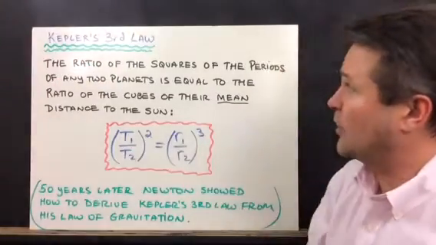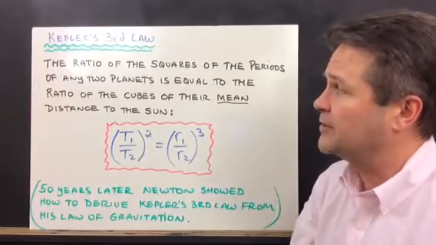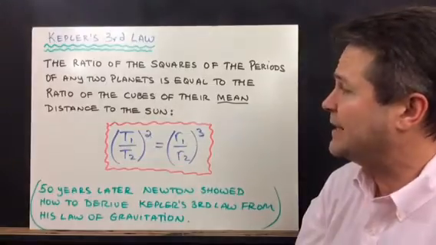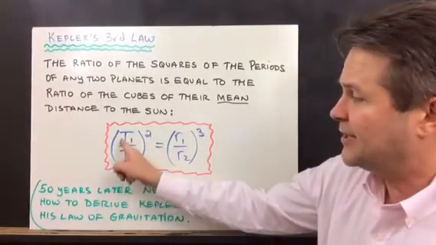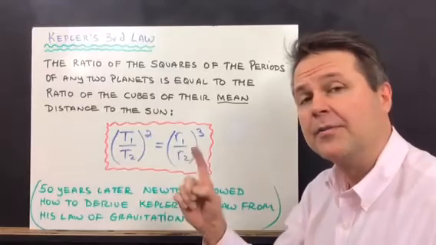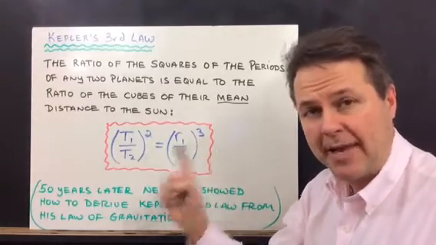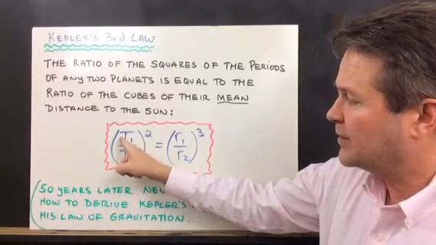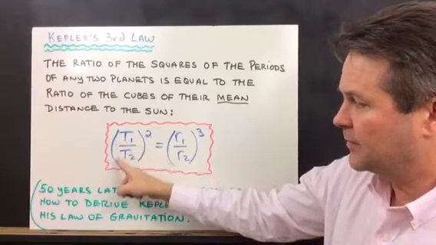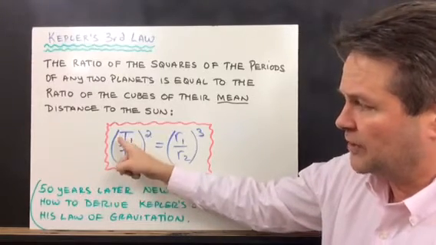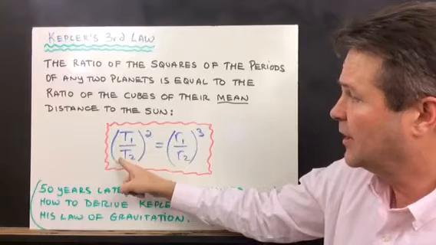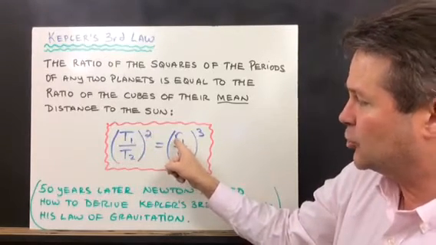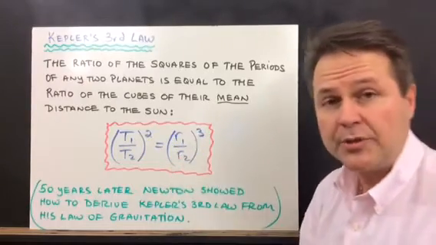Kepler's third law says that the ratio of the squares of the periods of any 2 planets is equal to the ratio of the cubes of their mean distance to the Sun. So T is period. Period is the time for the planet to make 1 revolution around the Sun. So T1, the period of 1 planet, versus the period of a second planet, so for example Jupiter versus Mars, squared, is equal to the mean distance between Jupiter and Mars cubed.